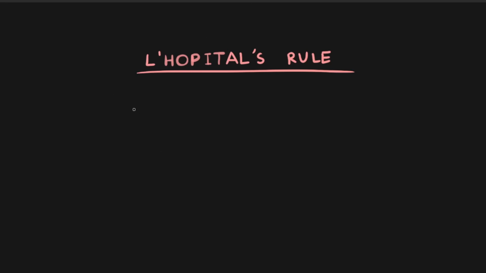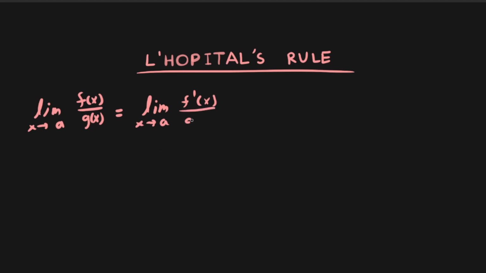In this video, we'll go over L'Hopital's rule. This rule states that the limit as x approaches a of f of x over g of x is equal to the limit as x approaches a of f prime of x over g prime of x.